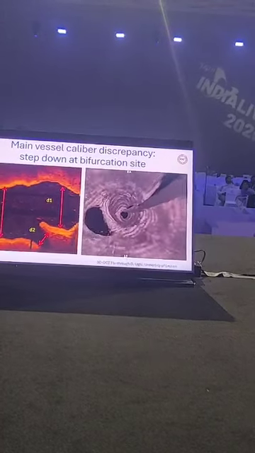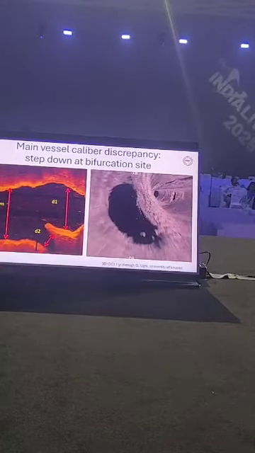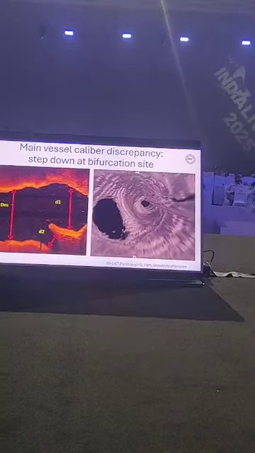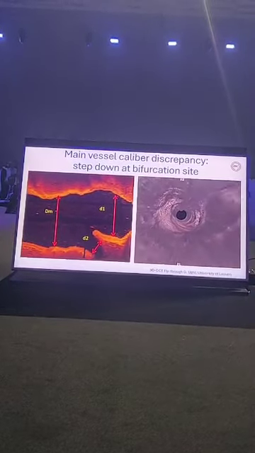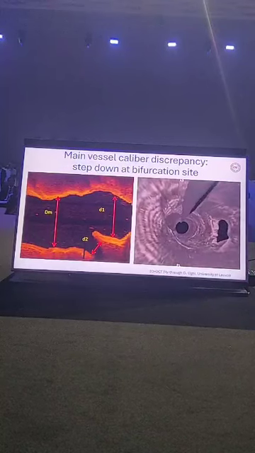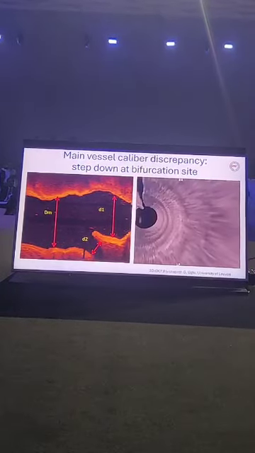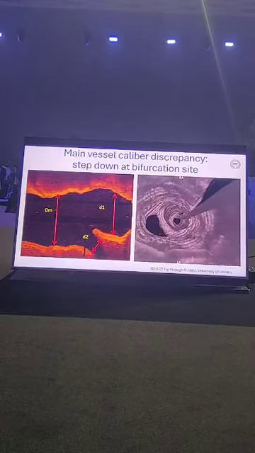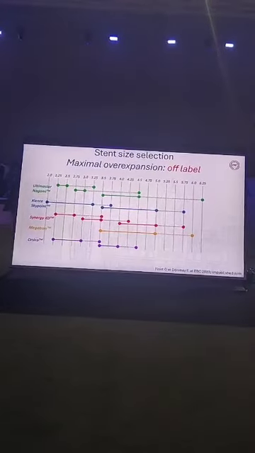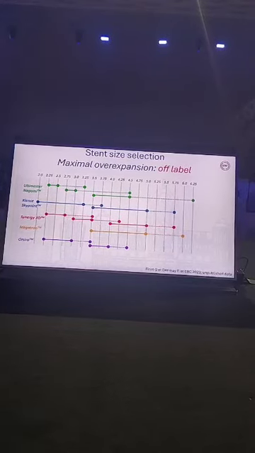This slide to OCT really shows you the key feature of application anatomy. So coronary vessels don't take linearly. Actually, at every bifurcation point, you can step down in diameter. And for that, you need to understand the maximum expansion capacity of the stents that you have on the shelf.